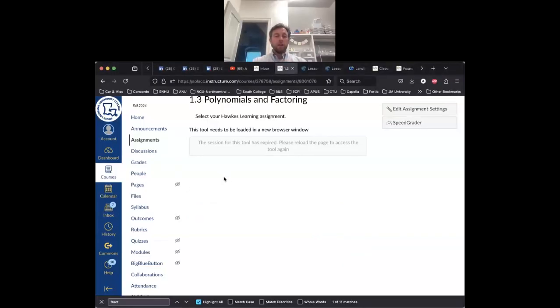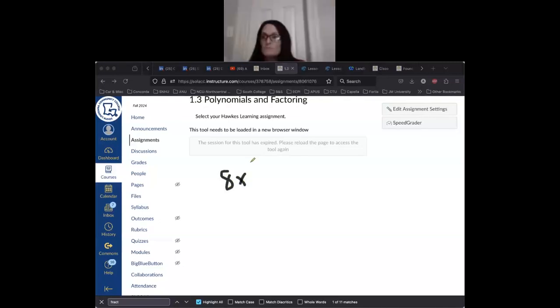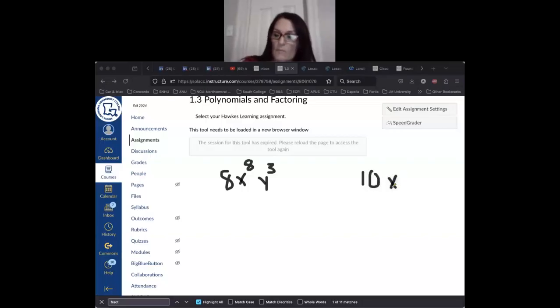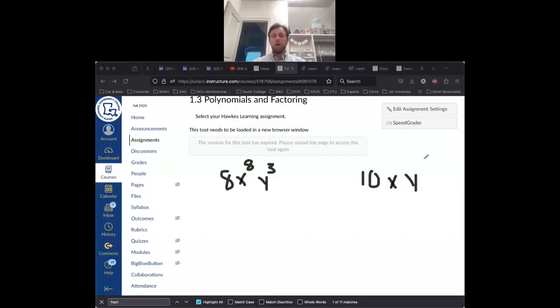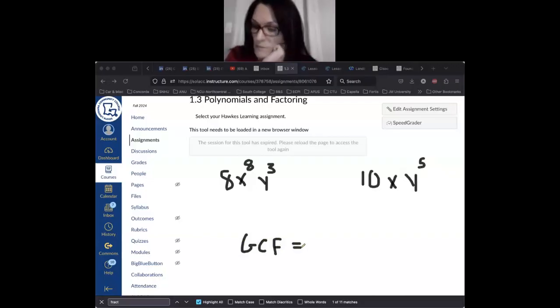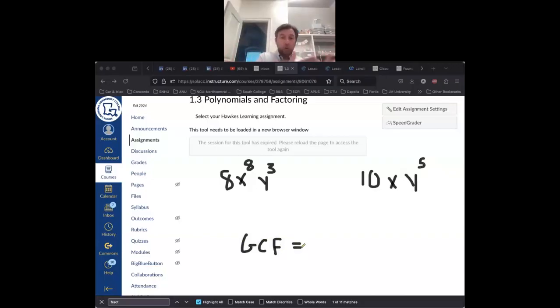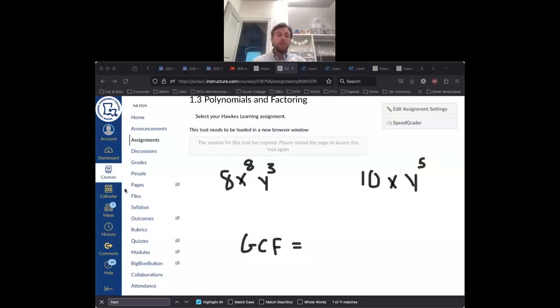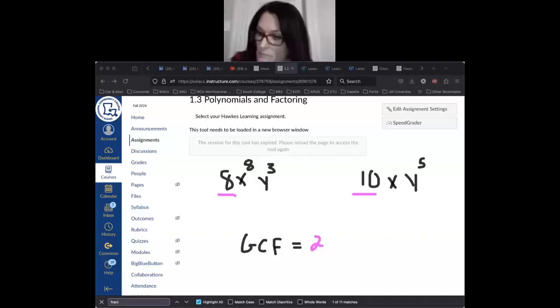So let's put this together then. Suppose I have a number 8x to the 8th y to the third, and then 10x y to the fifth. What's the GCF? Well, how is this different? There's numbers in front, okay? So all this does is put two things together. You find the GCF of the numbers in front, 8 and 10. What's the highest number that goes into both? 2. Perfect.